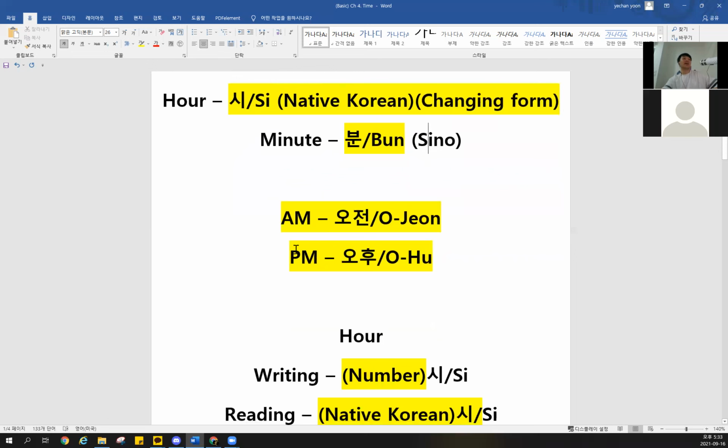Then how about AM and PM? How can you distinguish them? For AM, you can say 오전. 전 means before. And how about PM? You can say 오후. 후 is like after. When combined with 오, it becomes the word to distinguish the time. So AM is going to be 오전, and PM is going to be 오후. So please remember it, okay?